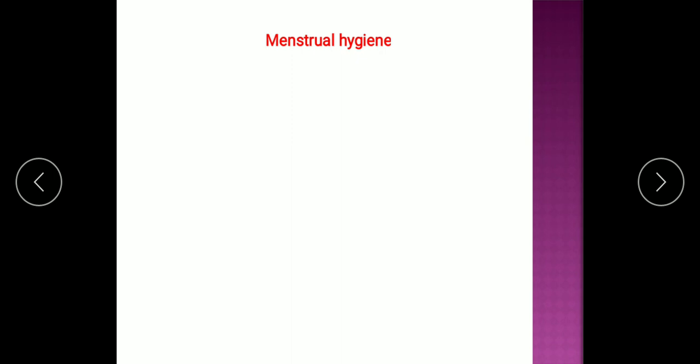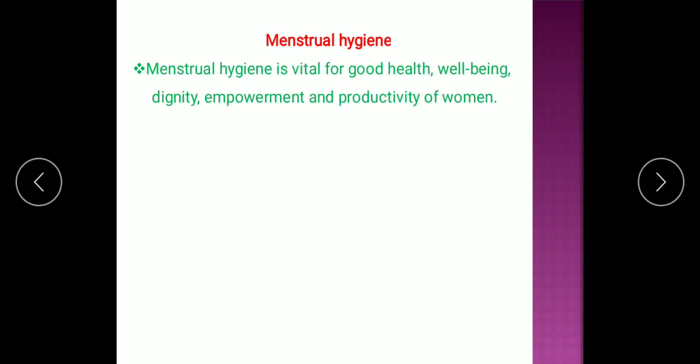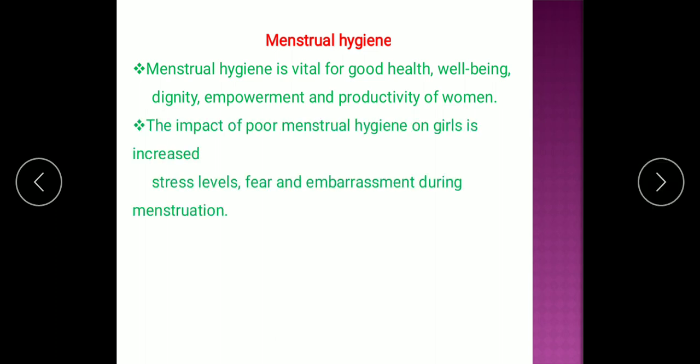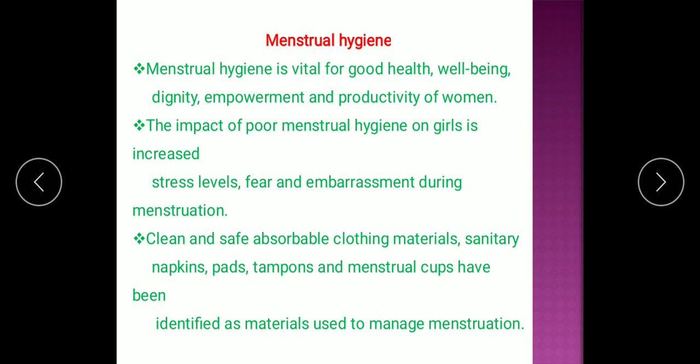Then next, menstrual hygiene. How to maintain hygienic conditions during the menstrual period? Menstrual hygiene is vital for the good health, well-being, dignity, empowerment and productivity of women. The impact of poor menstrual hygiene in girls is increased stress, fear and embarrassment during menstruation. Clean and safe absorbent cloth materials, sanitary napkins, pads, tampons and menstrual cups are used to manage menstruation. Change sanitary materials every 4 to 5 hours as per comfort requirements. Maintaining menstrual hygiene during menstrual periods leads to a healthy life.